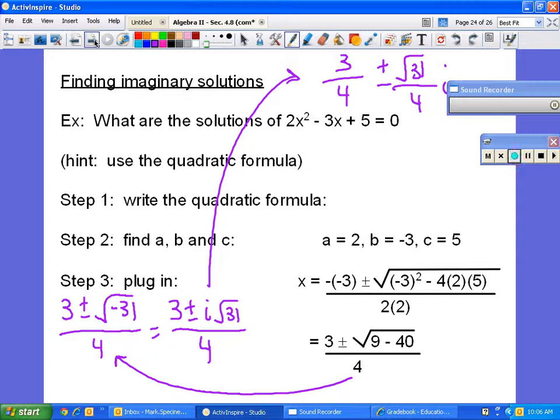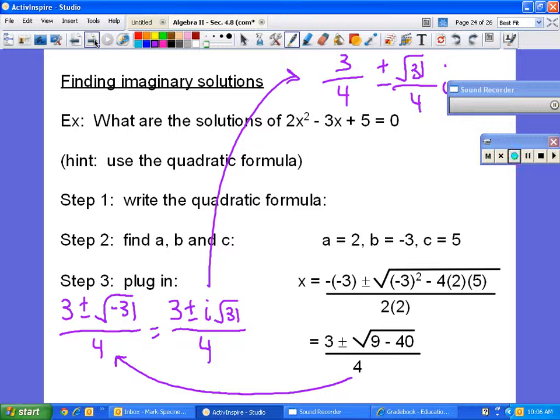Up until step number 3 here, it's exactly the same as when we used the quadratic formula before. We identified A, B, and C, we plugged them into the quadratic formula, and we simplified. The only difference is now we keep going until we're finished. So over here, you can see the arrow. I subtract 40 from 9, I get negative 31. The rest of my problem stays the same. I then convert the square root of negative 31 into i times the square root of positive 31.